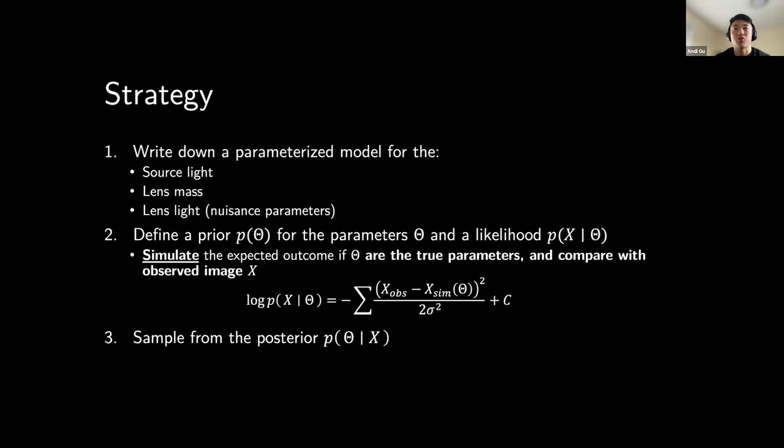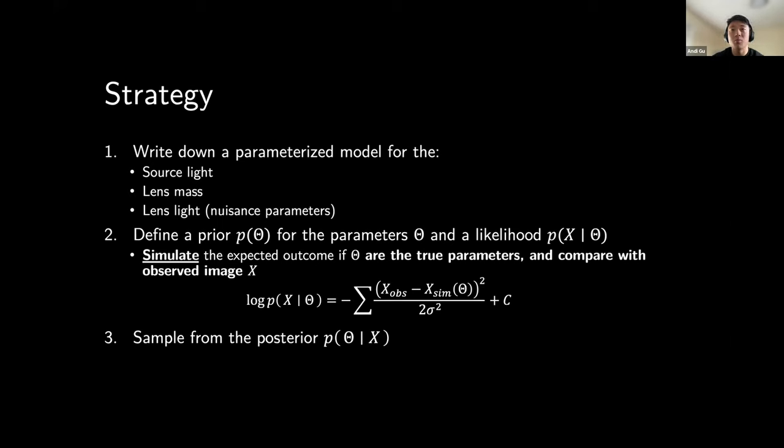Okay, so I'm going to describe a high level strategy for how we're going to tackle this inference problem. The first thing that we need to do is write down some sort of model for the physics. This includes a functional form for the source and the lens light, as well as the lens mass. This mass model is actually always translated into a deflection angle, and that's what we use in practice for the modeling. The next step is then to write down a model for the probability. What that really means is we need to find a prior for the parameters as well as the likelihood.